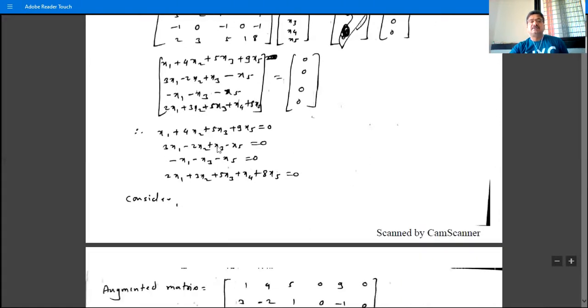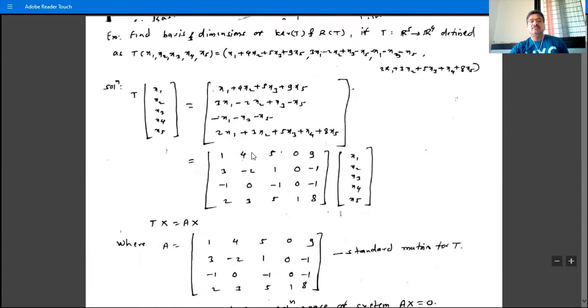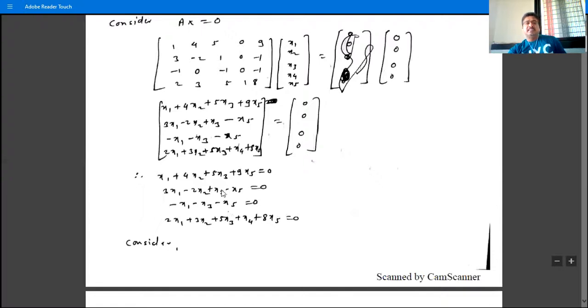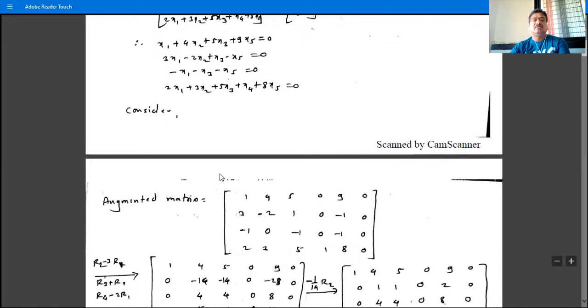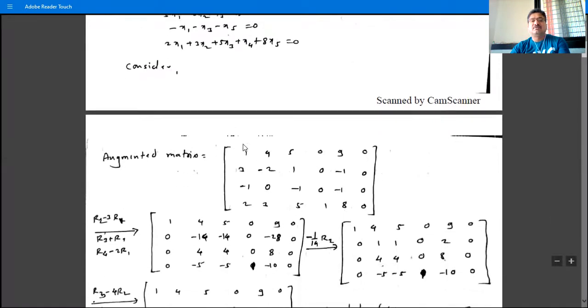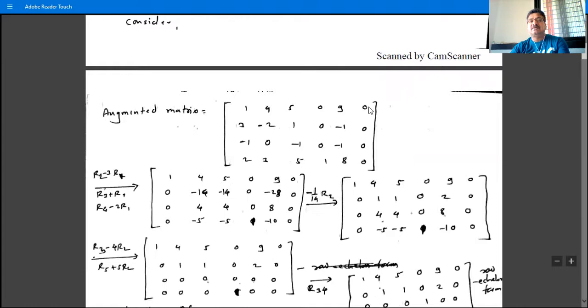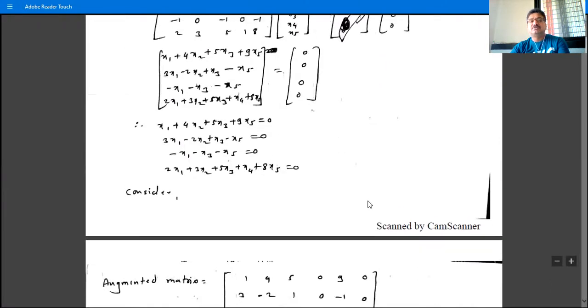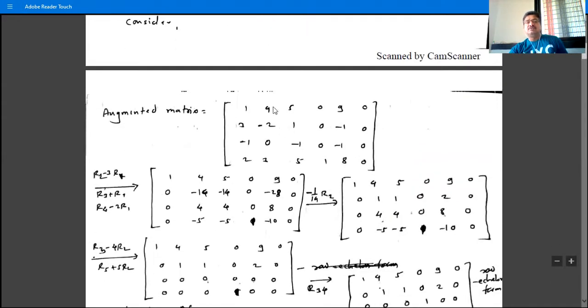Then compare the LHS and RHS, and we have this system, where each equation is equal to 0. Now, how to solve this system? We solve it using the Gauss elimination method. So form the augmented matrix: the matrix of coefficients, that is the matrix A, and the column of constants 0, 0, 0, 0. Then we have to reduce this matrix to row echelon form.